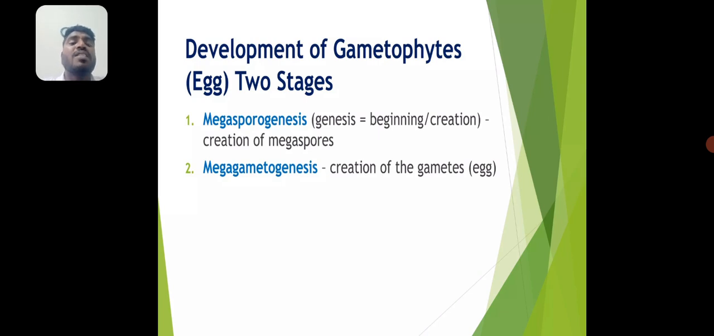Development of gametophytes. There are two stages: one is megasporogenesis and the other is megagametogenesis. Megasporogenesis is the beginning and creation of megaspores, and megagametogenesis is the creation of gametes.